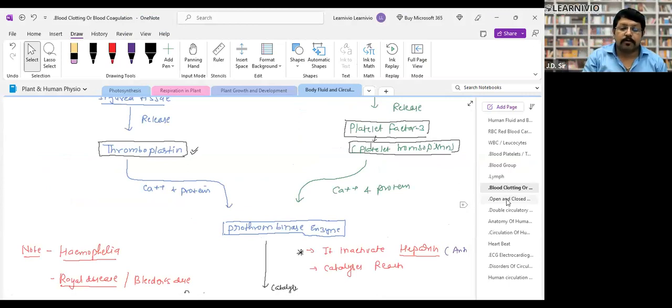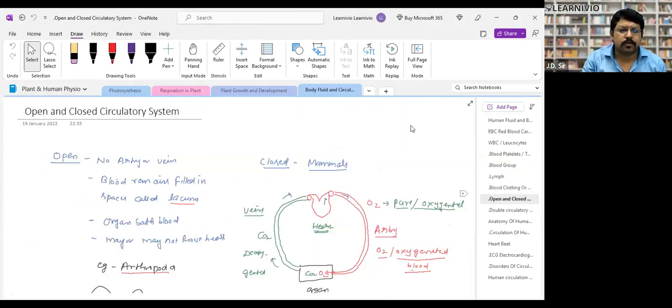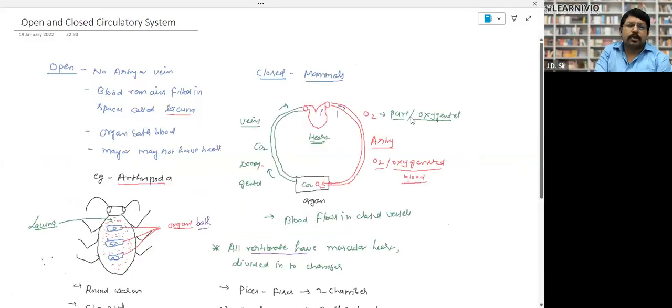So next, blood clotting we did, then lymph we did, now the circulatory pathway. This is just for the sake of information. You won't get any question from this part. This is just for conceptual build-up. There are two kinds of circulatory system, open and closed. In an open circulatory system, there is no artery or vein for the blood flow. Such a pipeline will not be present in the body of the animal.